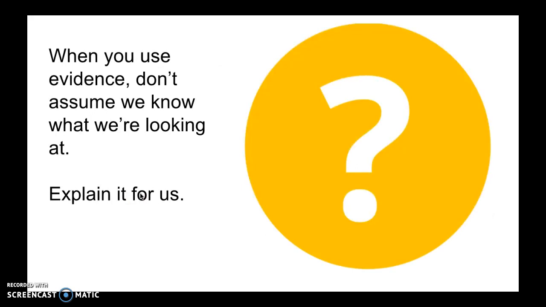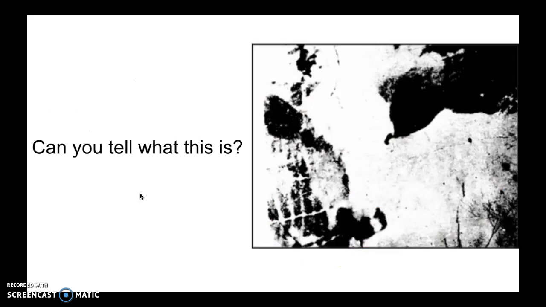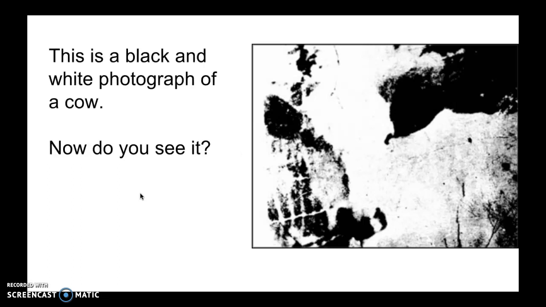When you use evidence in your writing, don't assume that we know what we're looking at. You always have to explain it for us. So take this picture, for example. Can you tell what this is? Okay, I'll give you a hint. This is a black and white photograph of a cow, but can you see it?